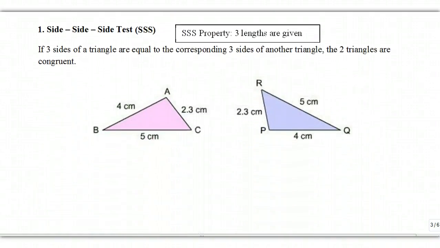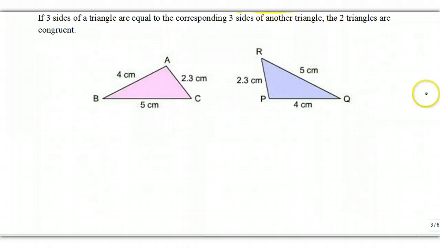So the first way to prove that two triangles are congruent is by using the side test. As the name implies, side, this is used when you are given the 3 lengths or the 3 sides of a triangle. And if the 3 sides of a triangle are exactly the same, then we can say that the two triangles are congruent. For instance, in these two triangles here, you're given triangle ABC and triangle PQR.